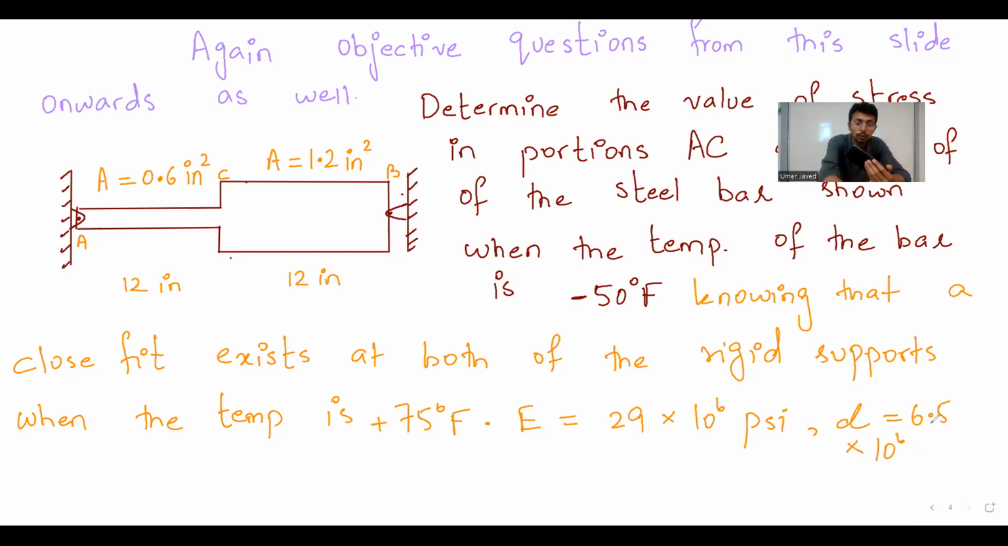minus 6 per degree Fahrenheit for steel. So that's why I am going through it quickly. This is a coefficient that is available to us. So just understand, alpha is the coefficient of expansion.